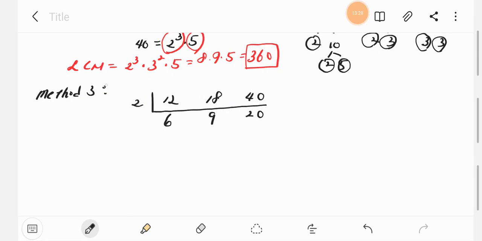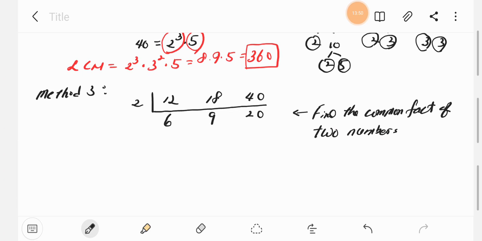We want to find the LCM of three numbers, right? But there's no common factor for all these three numbers. Then select a common factor for two numbers. So find the common factor of two numbers, because we don't have a common factor that divides everything, right?